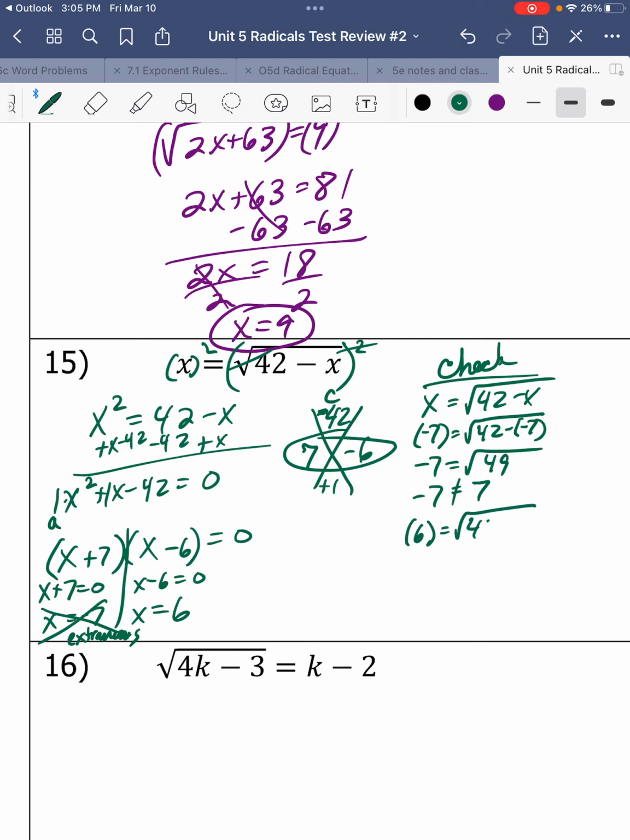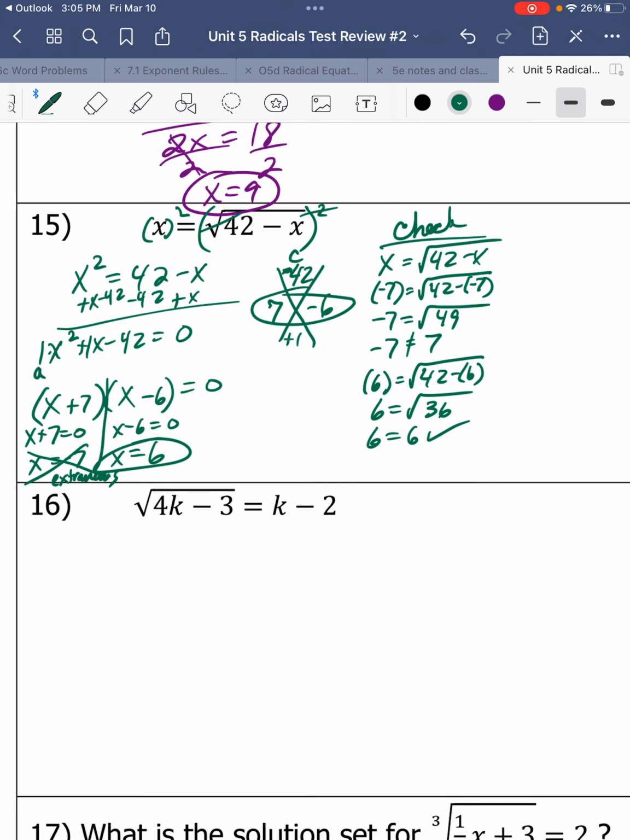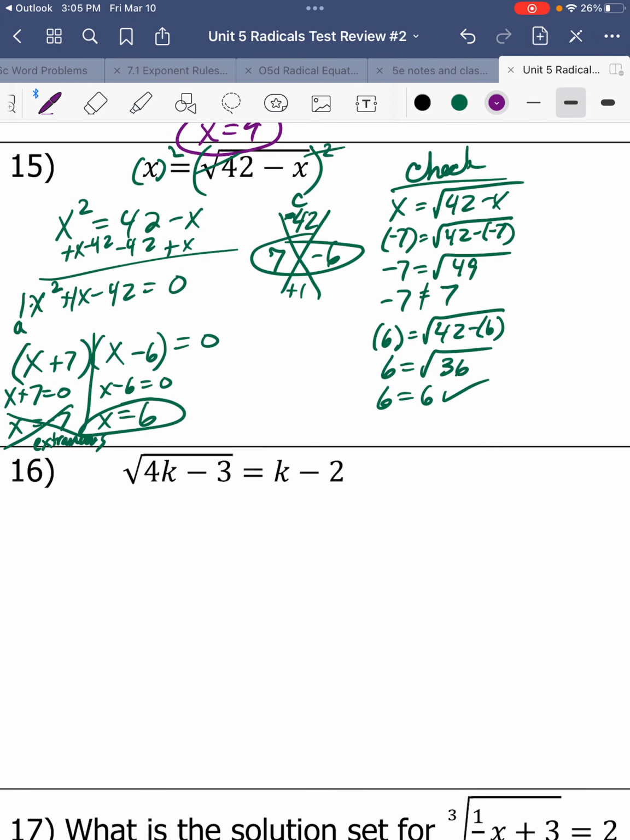And then we got to check 6. So let's do 6. 6 equals square root of 42 minus 6. 6 equals 6? Yes, it does. There's your final answer. That is our one answer to that problem.